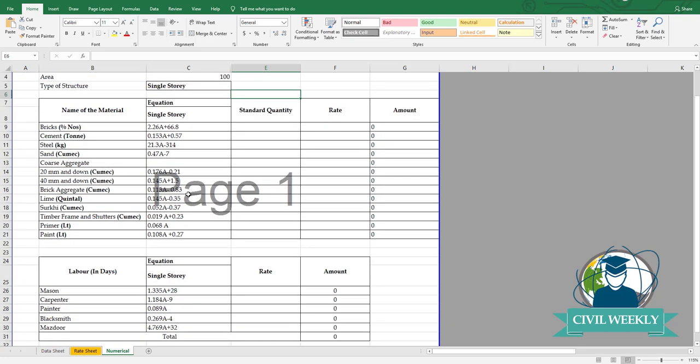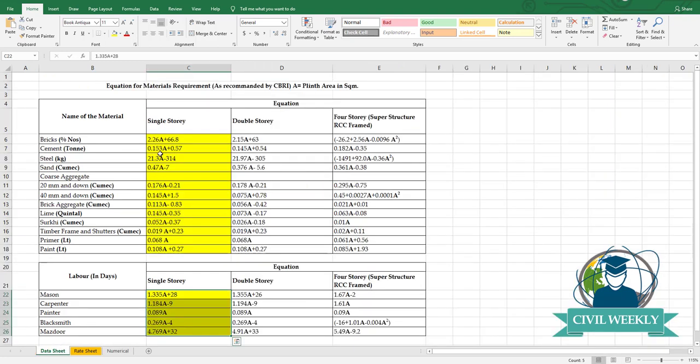In an exam also they may ask you to find out the cost. In that case you will have to mention all these equations. Once you mention all these equations, you can see for cement it is 0.153A plus 0.57. So it is 0.153A plus 0.57. For mason it is 1.335A plus 28.